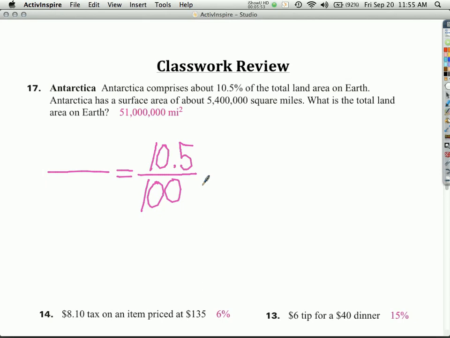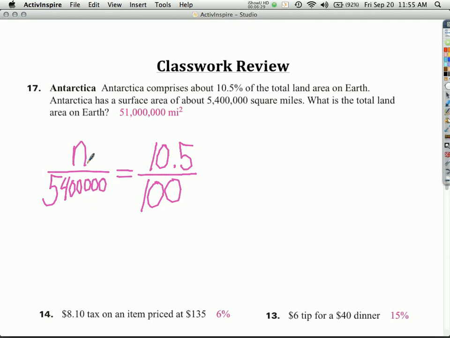Daniela, give me another piece of information. Okay, 5.4 million goes in the of, so 5,400,000 goes in the of, and then this is the missing number. Yes. Switch it. You think the 5.4 million goes on top?